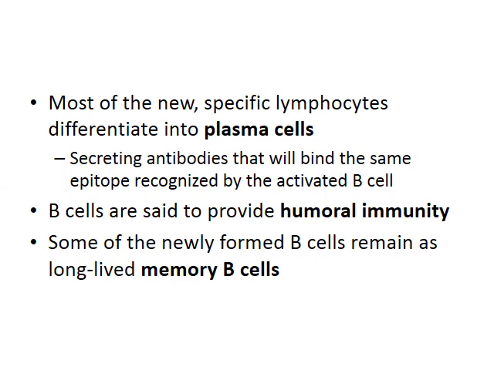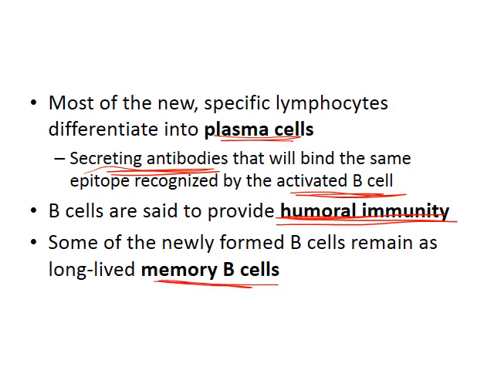Most of your new lymphocytes will eventually become plasma cells. And these guys are going to secrete our antibodies that will bind the same epitope that the B cell recognized. B cells are what provide our humoral immunity. So once they do that, some of these new B cells will remain as memory B cells.